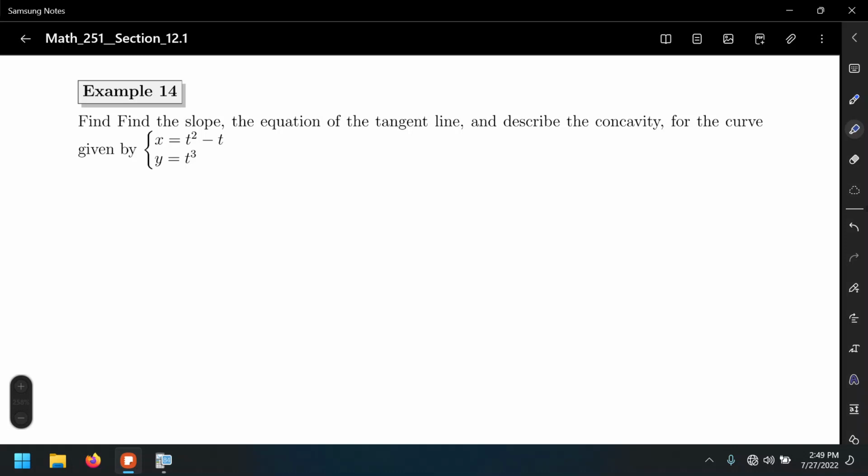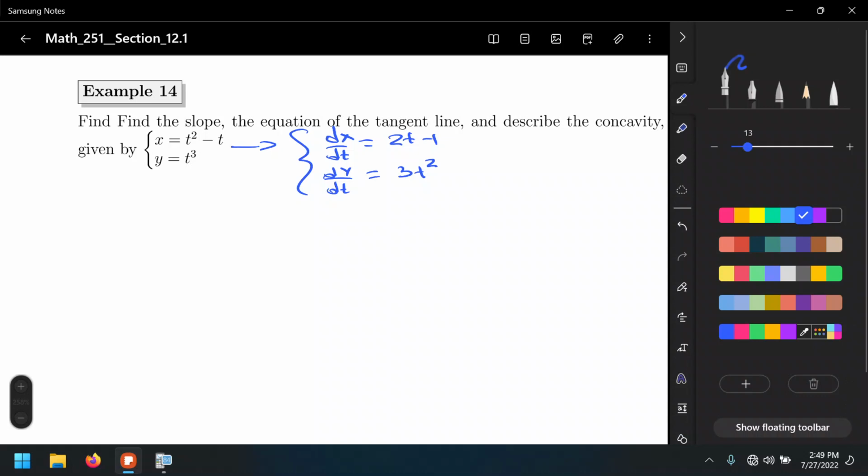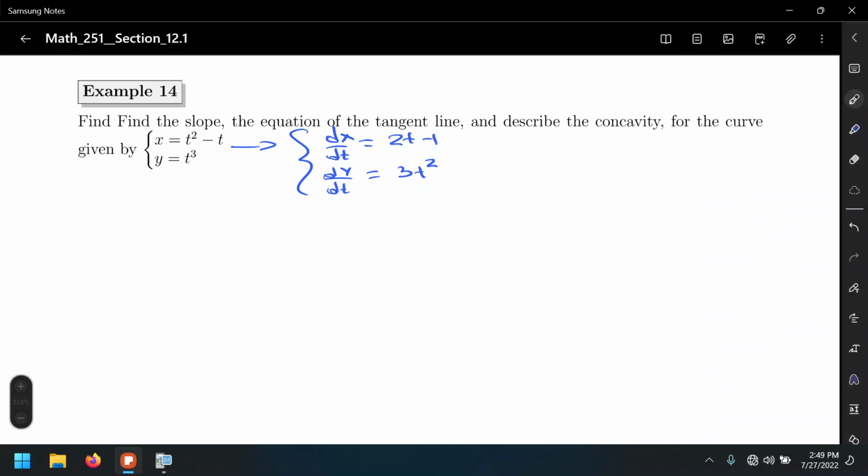Well, let's find the derivatives first. Why not? Let's start with first things first, dx dt and dy dt. The derivatives, well, just general power rule. That's 2t minus 1 and 3t squared. This means that the derivative. Oh, by the way, something I didn't write here. I didn't type on the exercise.